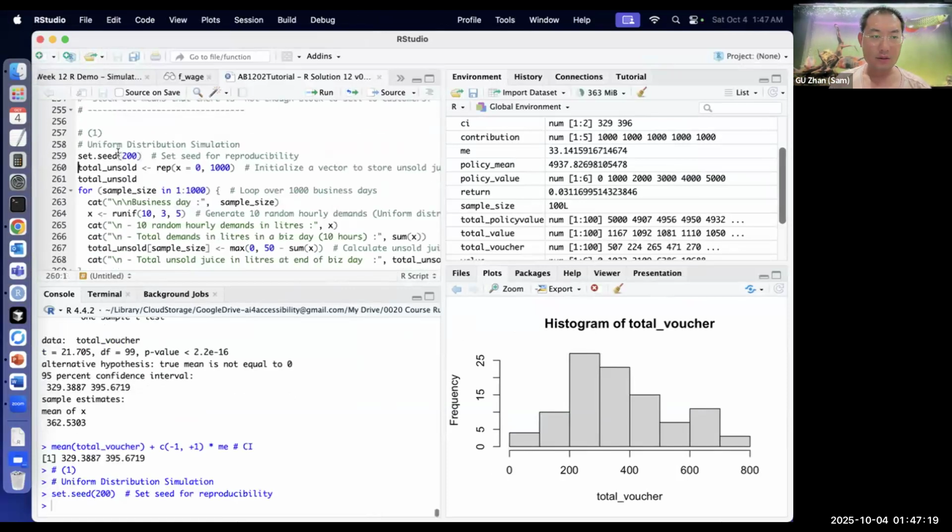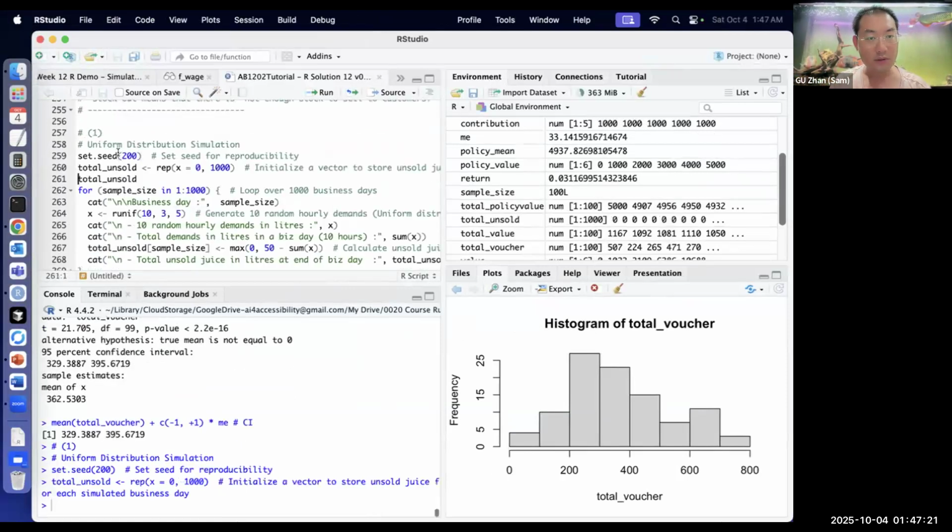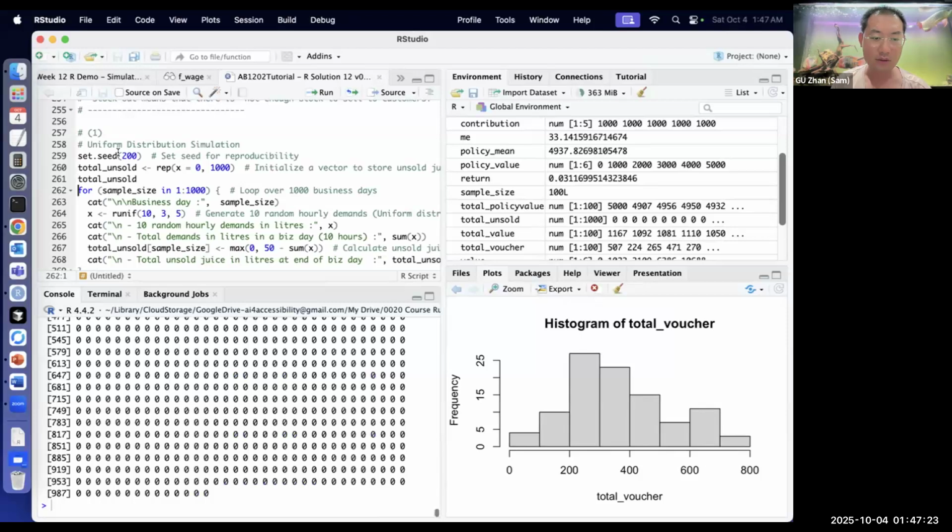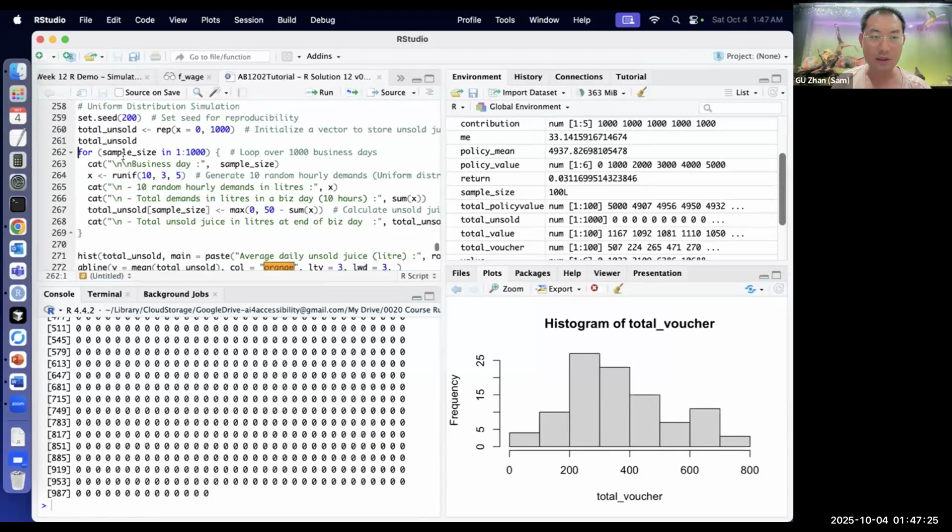So set C, the total unsold for 1,000 days. Total unsold, you see 1,000 zeros. So now for sample size in 1 to 1,000, loop over 1,000 business days. So we're going to see for each of the business days how much we are unsold.